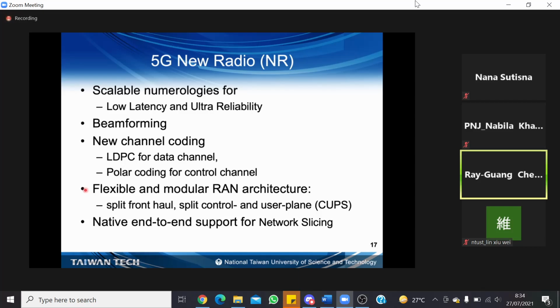Another concept is that they want to have a flexible and modular RAN architecture. They want to split the fronthaul. They also want to split the control and the user plane. We will mention that later. Due to this nature, if you are able to do this, you are able to support network slicing.